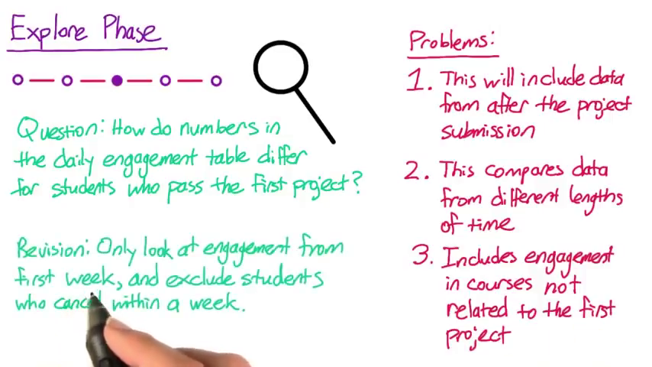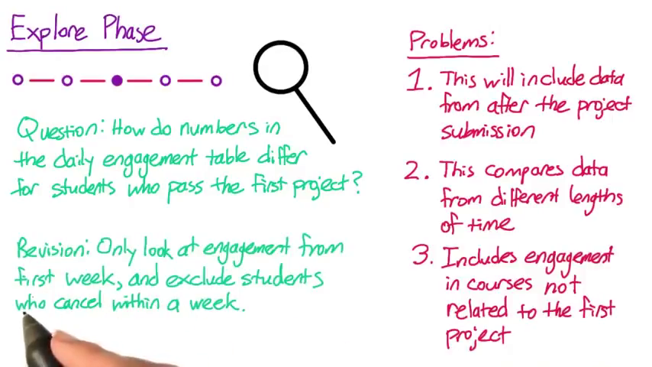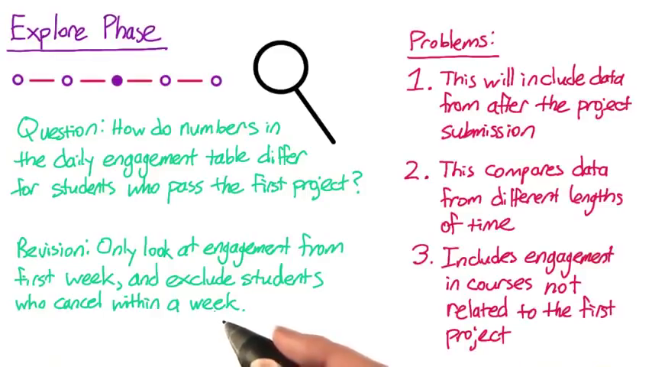To handle the first two problems, I'm only going to look at engagement data from the student's first week of enrollment, and I'm going to exclude students who cancel within a week. That way, I'll be comparing equal amounts of time. This will also have the benefit of excluding people who canceled during the free trial, which was 7 days at the time this data was collected.